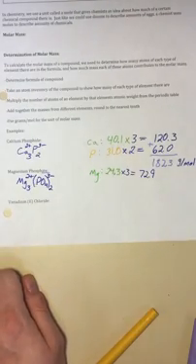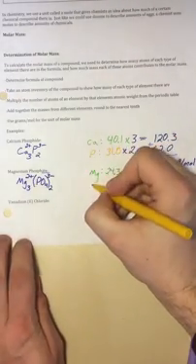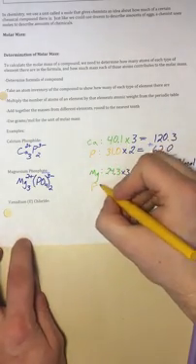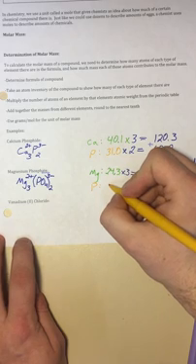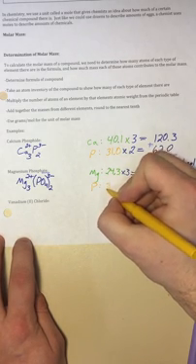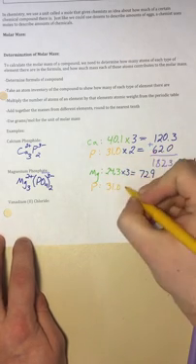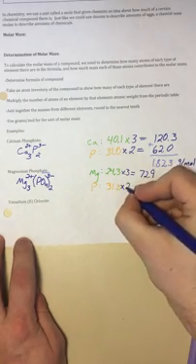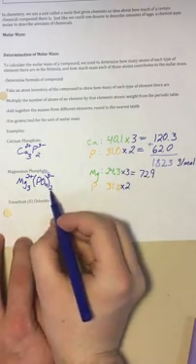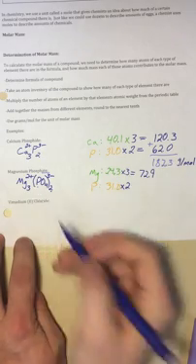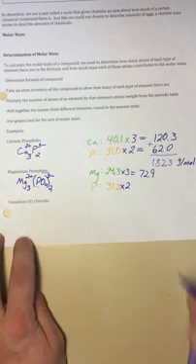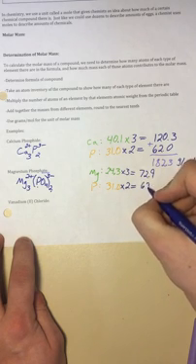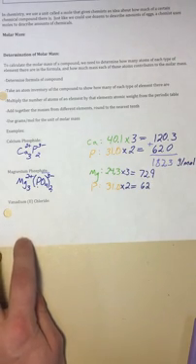Phosphorus, we'll do in yellow. Phosphorus has an atomic mass of 31.0, and we have 2 phosphorus. We know we have 2 phosphorus because we have 2 phosphates, and each phosphate has 1 phosphorus in it. So when we multiply through, we can see we have 62 from the phosphorus.